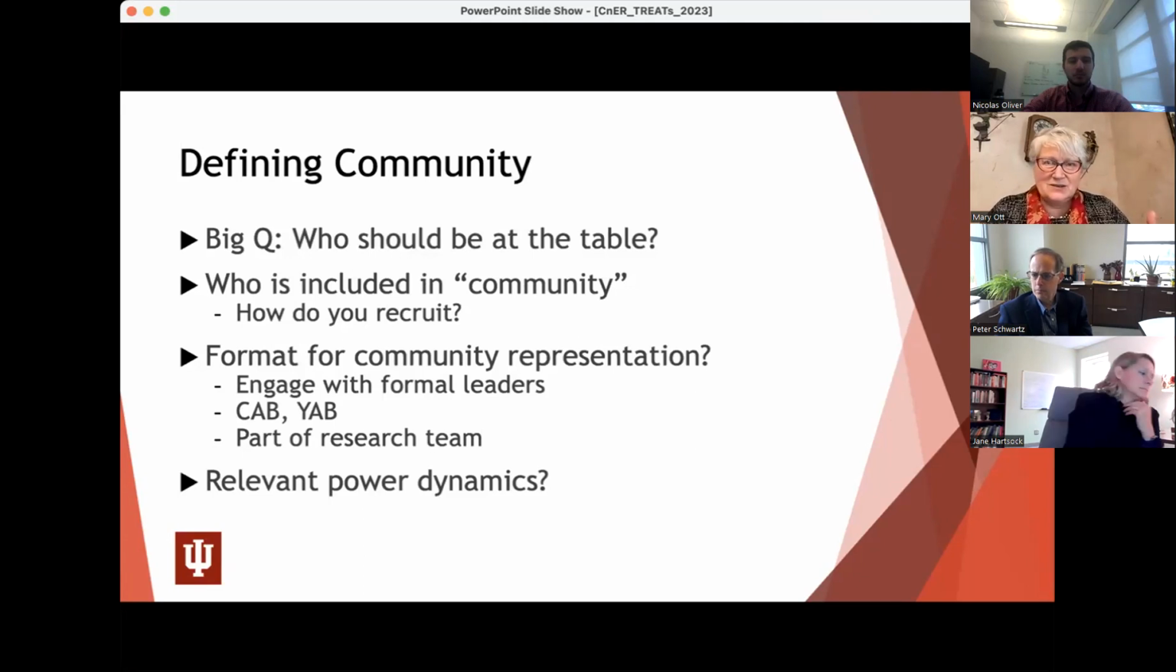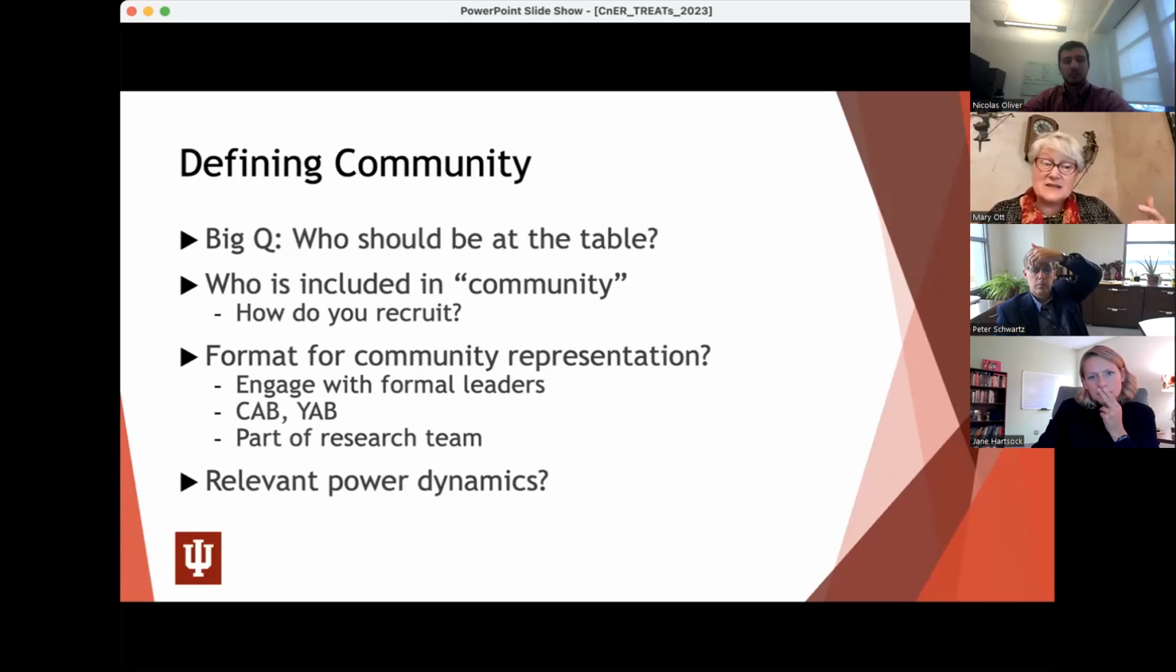How do you recruit the young women, the teen parents? Are they teen parents who delivered in the facility? Are they teen parents that attended? Are they teen parents that didn't attend? Are they teen parents in community settings? What format do we want?